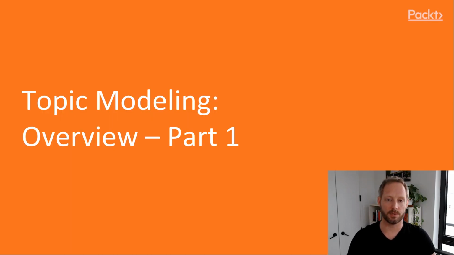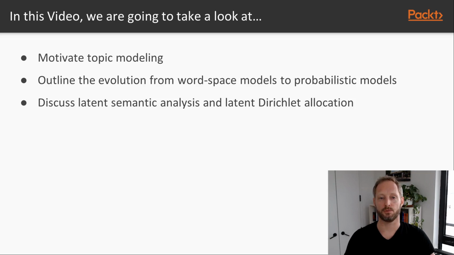So let's get started with an overview of the evolution of the approaches in the field, so you see how we got to today's current state-of-the-art approaches. So let's see why it is a good idea to try to model topics, and then go from the initial word space models to the current probabilistic models that make up the state-of-the-art and which we'll also be using, and these are in particular latent semantic analysis and especially latent Dirichlet allocation.